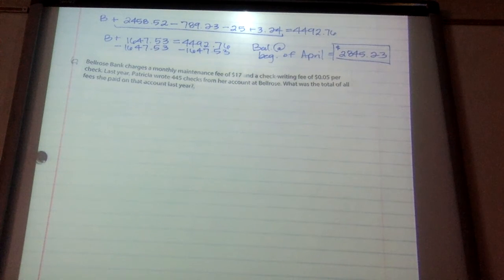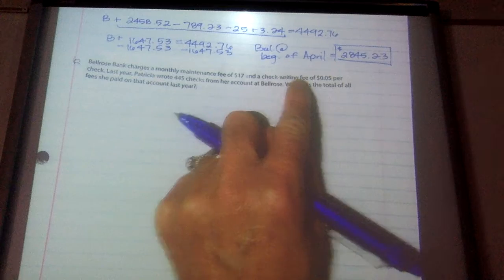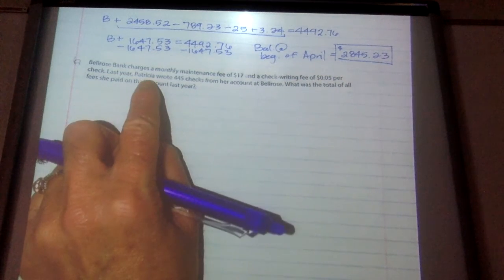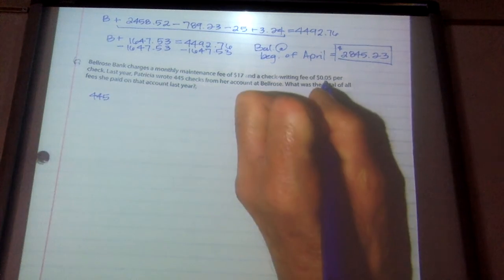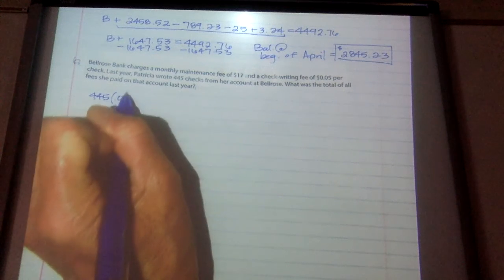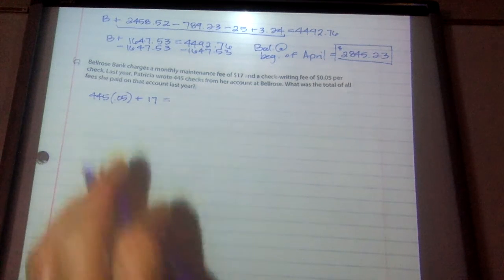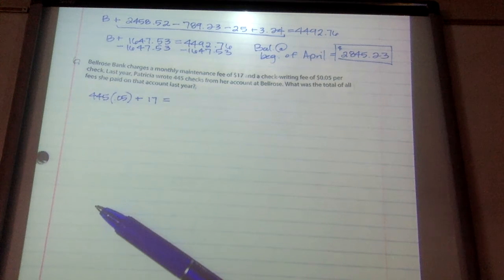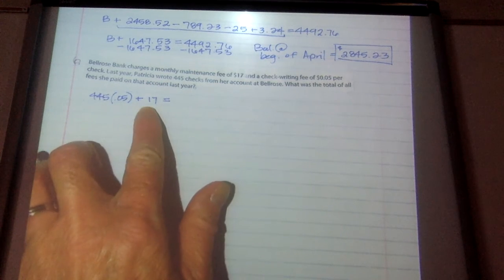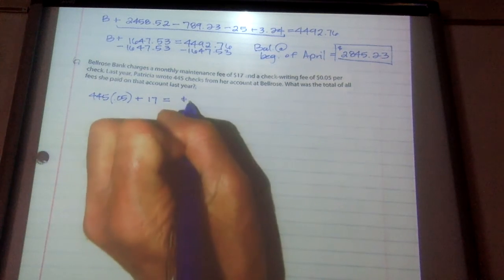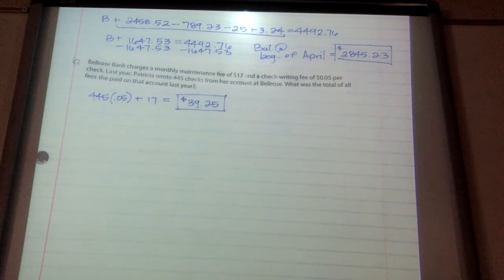Next one, number 6, we're comparing banks. So Belrose Bank charges a monthly maintenance fee of $17 and a check writing fee of 5 cents last year. Patricia wrote 445 checks. Each check, they charged her 5 cents, plus she had to pay a $17 maintenance fee. So that is how I come up with all the charges. 5 cents per check plus your maintenance fee. So 445 times 0.05 plus 17, and I got $39.25. That's how much she paid the bank in fees.